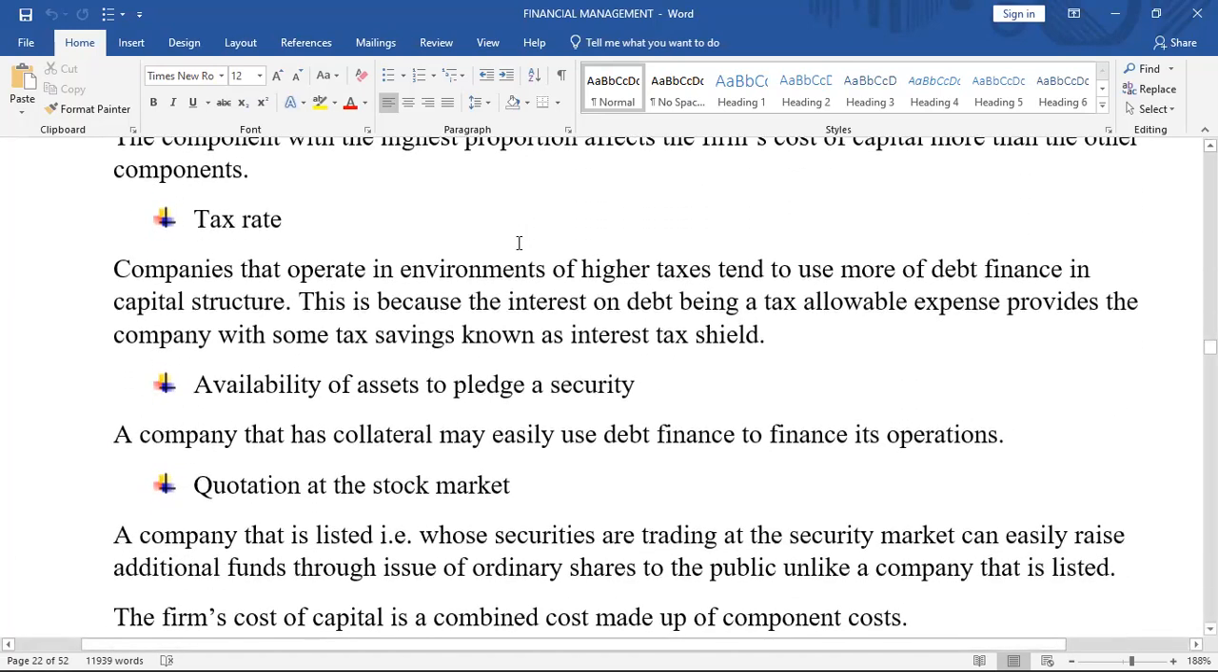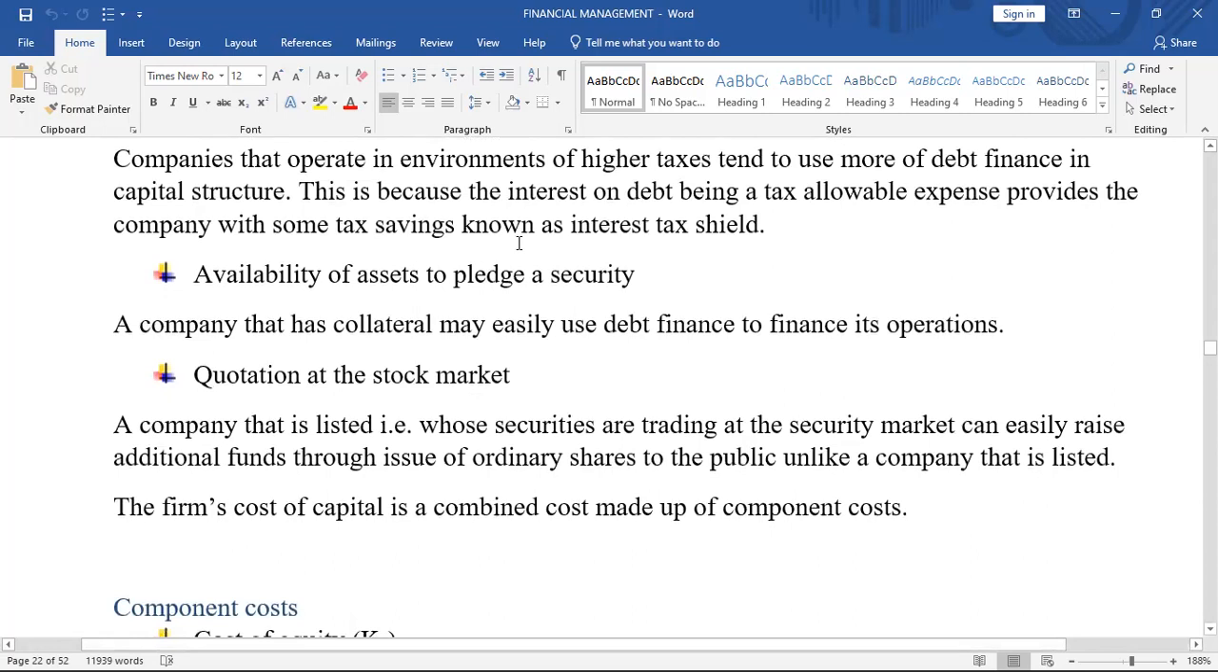Number three, we are talking about the tax rate. We are saying companies that operate in environments of higher taxes, like what we are experiencing today, tend to use more debt finance in the capital structure. What is the reason for this? This is because the interest on debt, being a tax allowable expense, provides the company with some tax savings known as the interest tax shield.